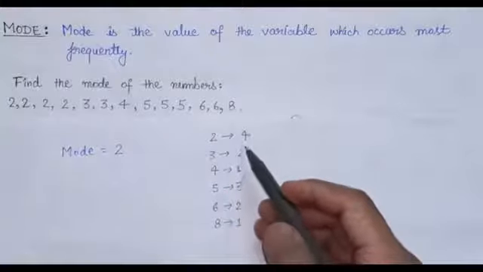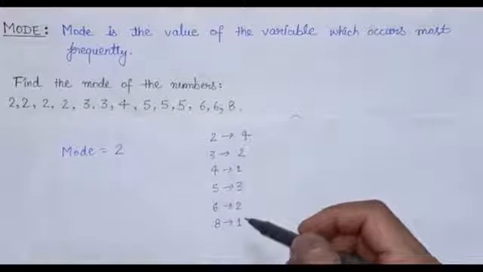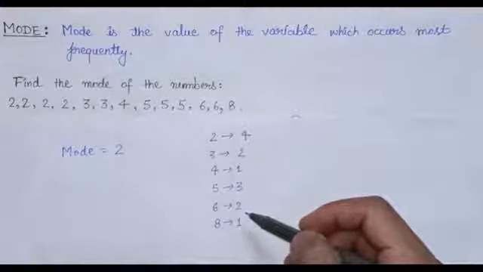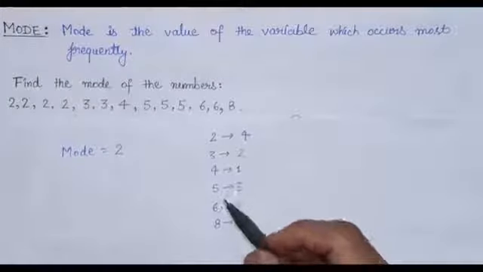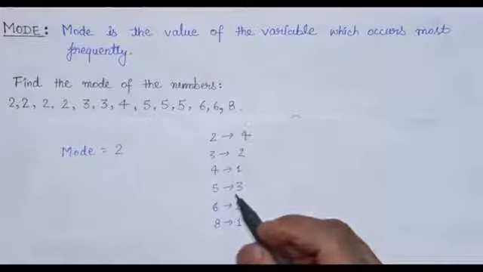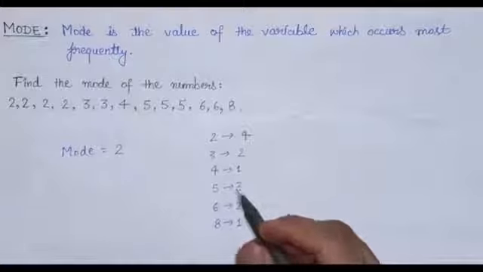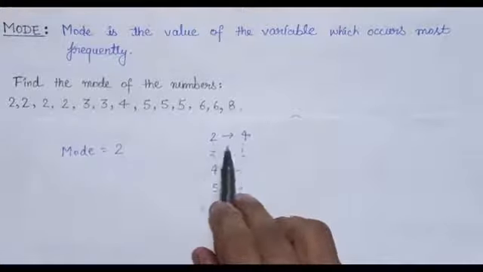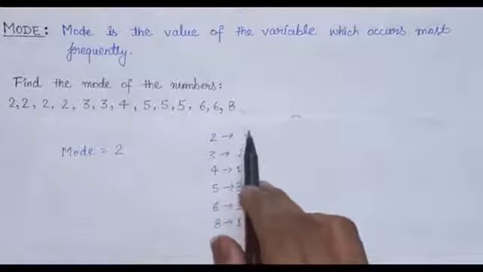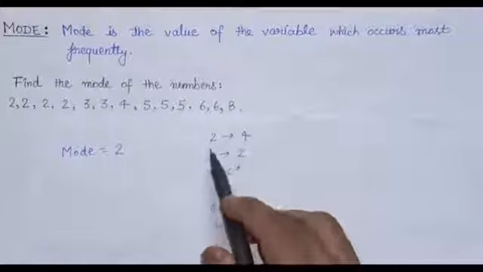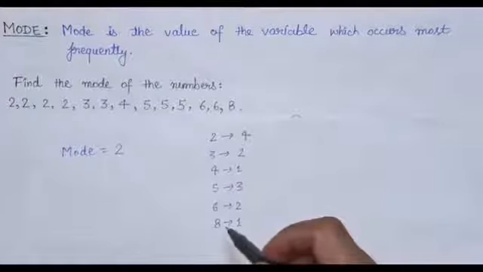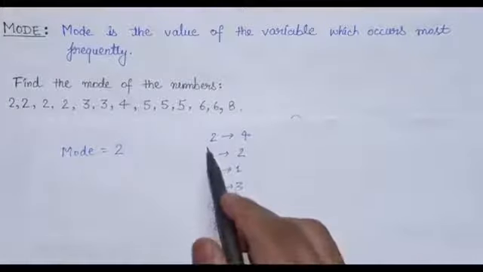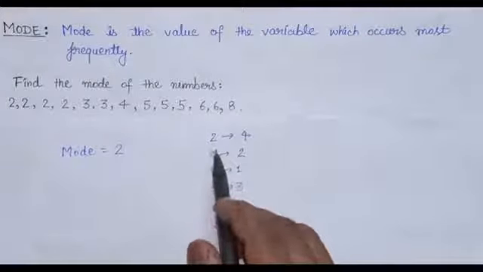One more thing that you can understand from this example is that mode is that observation whose frequency is largest. Here you can see that 2 has a frequency of 4, which is the largest out of all these observations. That's why 2 is our mode.